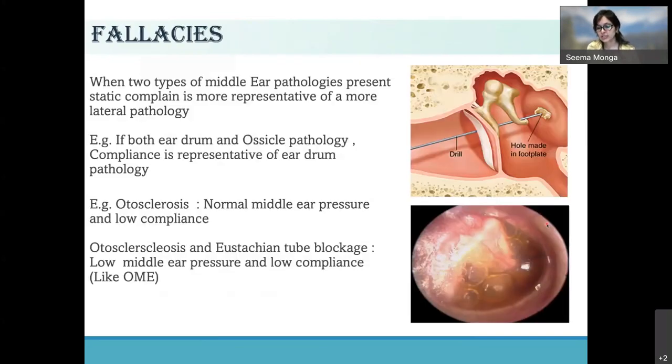So what are the fallacies basically? Always examine the ear, all right? Suppose there is a perforation and there is an otosclerosis. Now you're checking, so it will become wrong. So maybe there is otosclerosis and again eustachian tube blockage. So again, the result will be different, all right? Low middle ear pressure, but low compliance, okay?